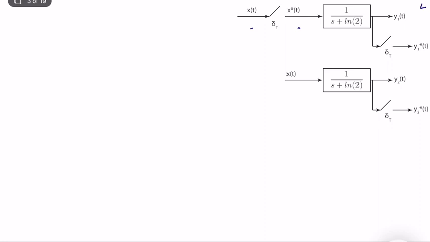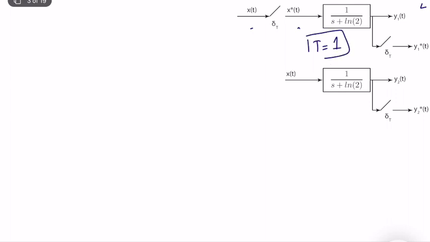So the question is, can we write y1 star of t is equal to y2 star of t, or y1k is equal to y2k? From the perspective of the previous slide, of course we cannot do that, but it's always nice to do it directly and see that it doesn't hold in general. And for this problem, it's given that the sampling time is equal to 1 second.